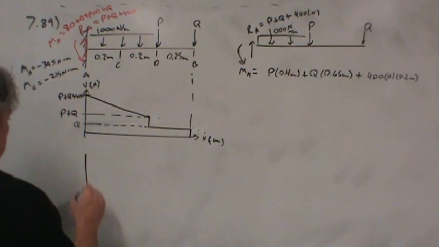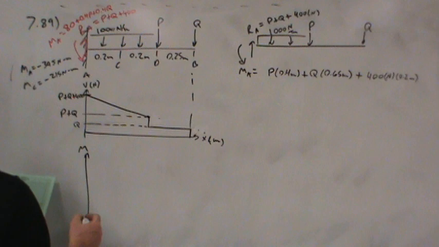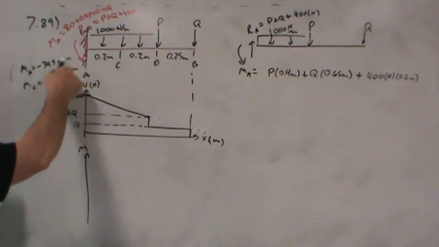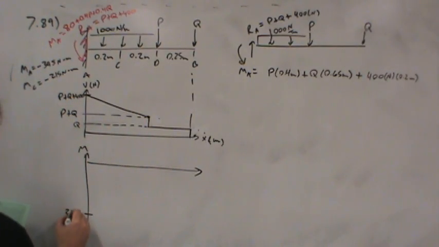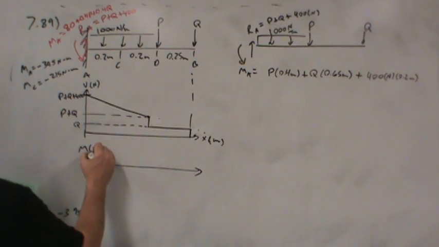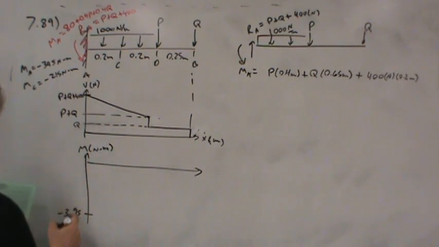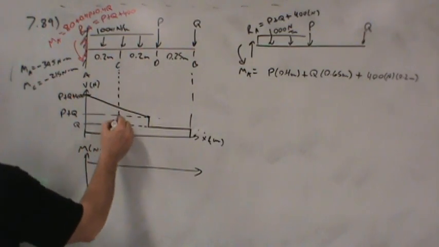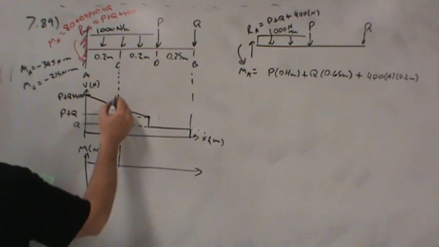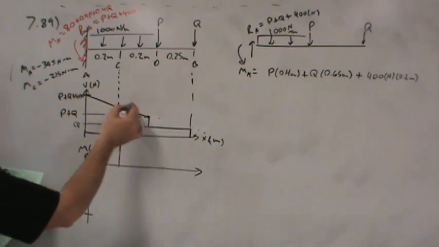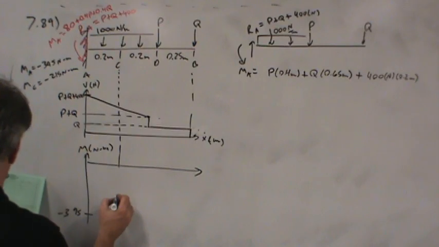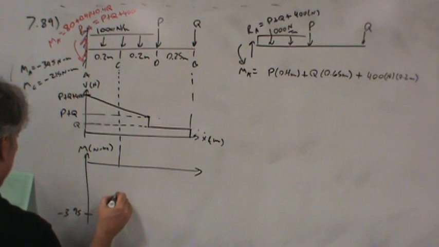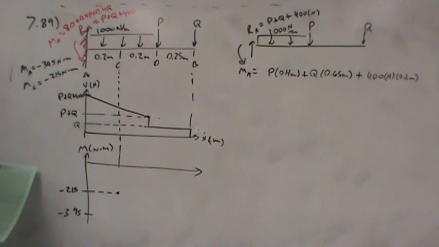Now the moment diagram is just, well, let's see. We'd have to start with the moment at A, which we know the moment at A is negative 395 Newton meters. That's the moment at A. We actually also know the moment at C. Now notice that C is halfway between points A and D. So this point is at negative 215, right about there or so.